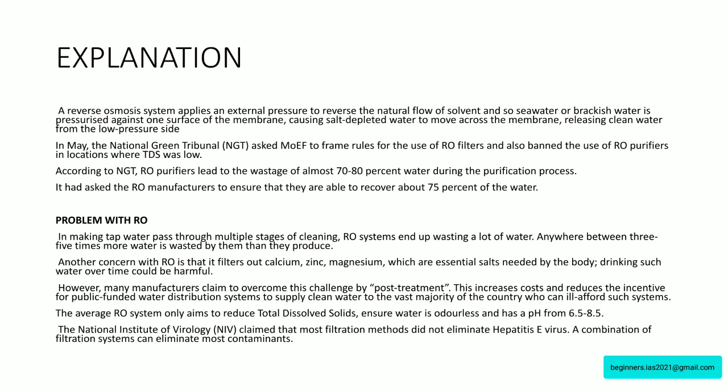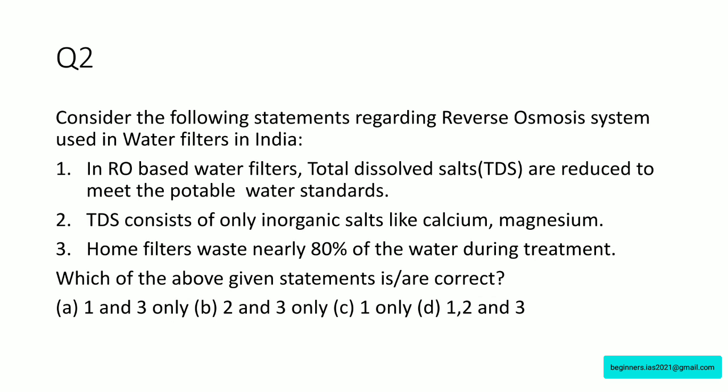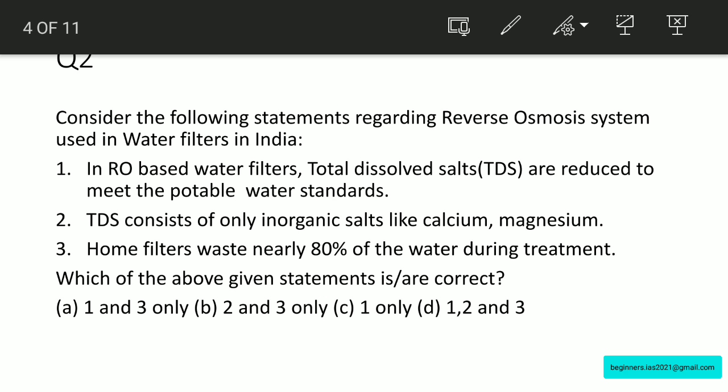Let us check the statements. In RO, the total dissolved solids in water, which cover trace chemicals such as certain viruses, bacteria and salts, can be reduced to meet potable water standards. Therefore, this statement is right. What about statement number 2? TDS, total dissolved solids in water, are some organic as well as inorganic materials, but it is given as only inorganic. Therefore, this statement is wrong.